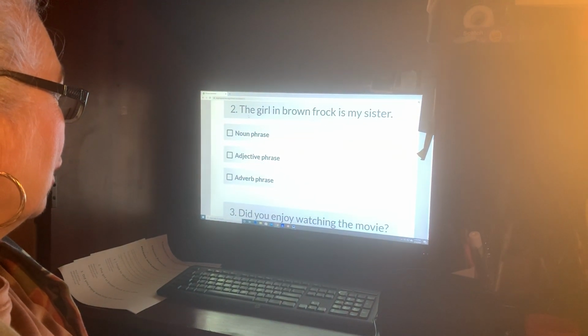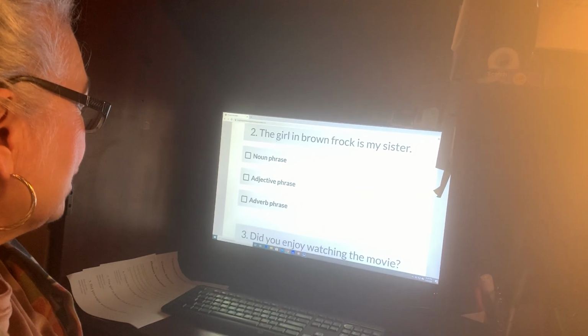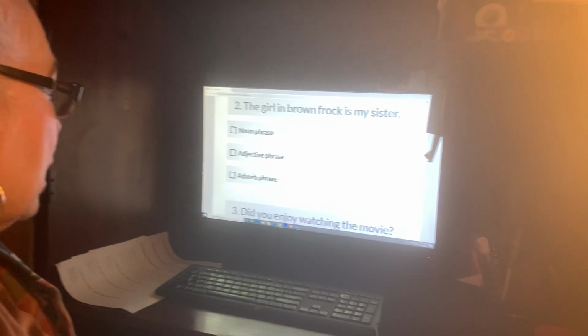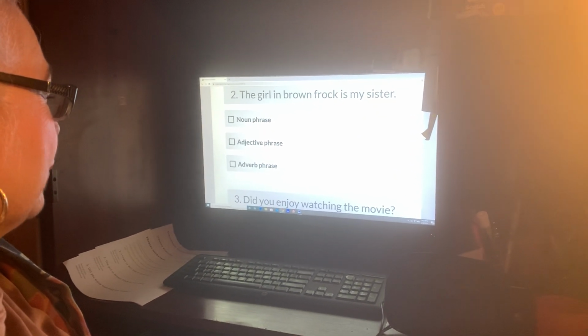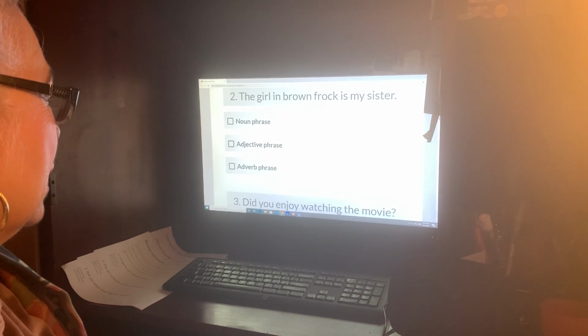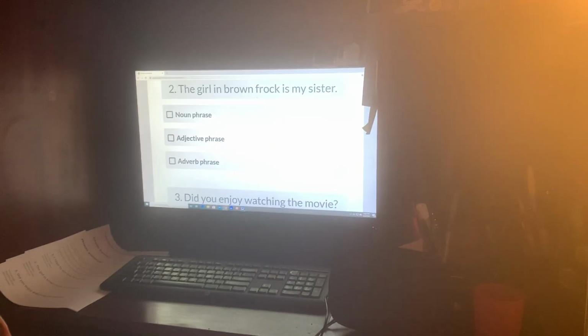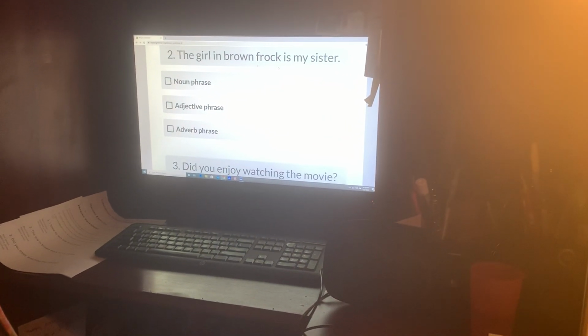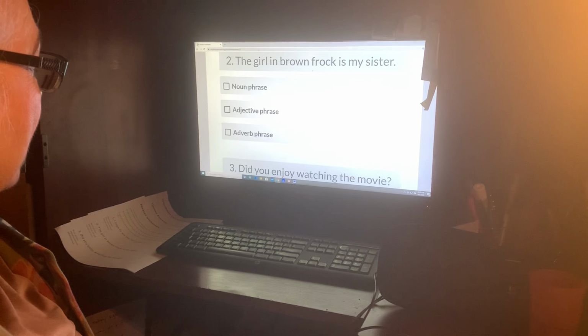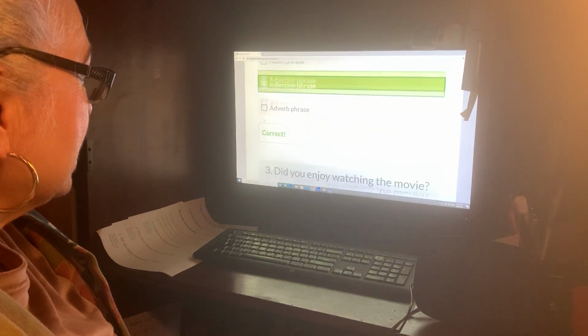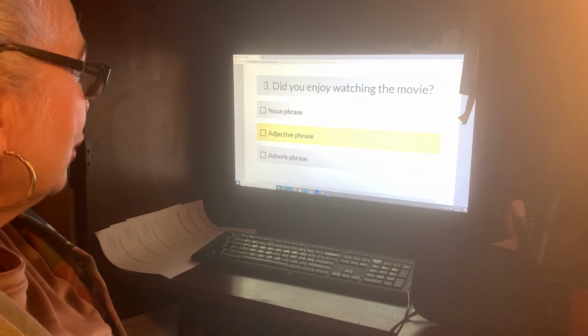The girl is my sister in the brown frock. Look, the word in front of the in is a noun, right? Which girl? The girl in the brown frock. And if it answers which one, then we know it's an adjective phrase. There we go. Do the next one, please.